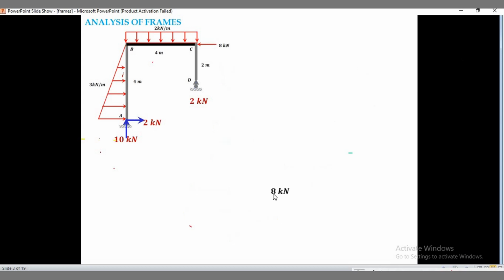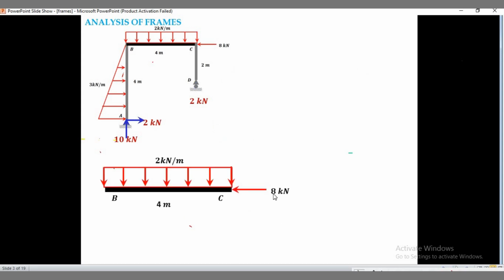This time, I'm going to choose member BC. This is how BC looks. I have 2 kilonewtons per meter and the 8 kilonewtons. Do not forget, at point B earlier, I had BV, BH, and MB. When you transfer BH, BV, and MB, use the same magnitude but opposite direction. That is what we always remember when transferring internal reactions.